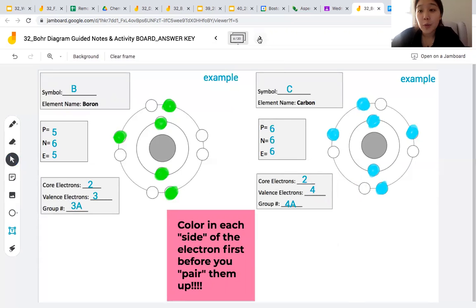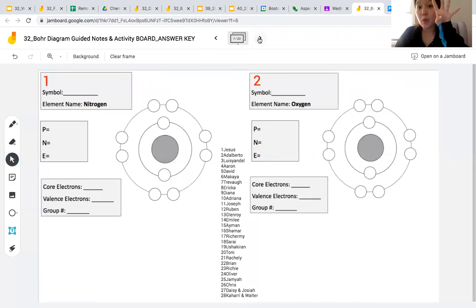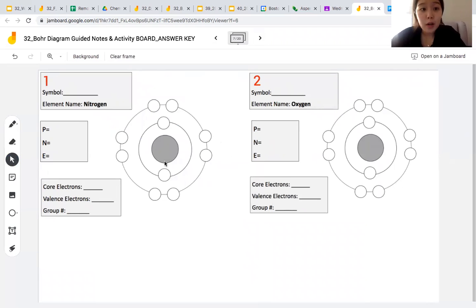All right, so we just did 4 examples. I'm going to do one more. And I'm going to erase this. I'm going to do one more. And then hopefully you guys can get the hang of how to do Bohr models.